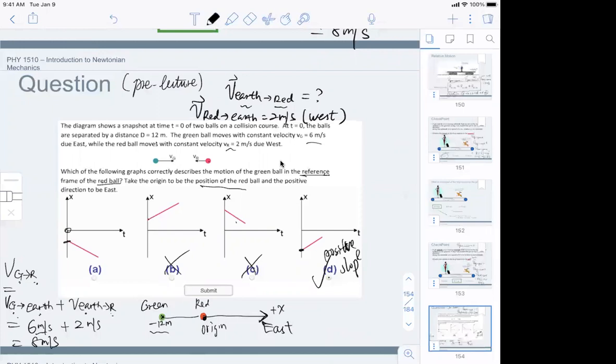Is 2 to the east, yes, 2 to the east. So that's positive again. So it goes on, adds up to be 8 meters per second, positive. So if you want to know what the slope is, that's going to be 8 meters per second.